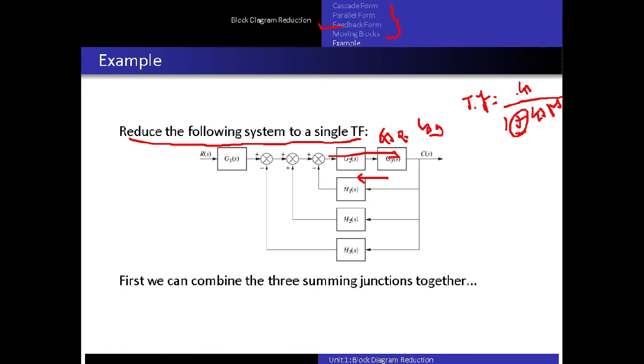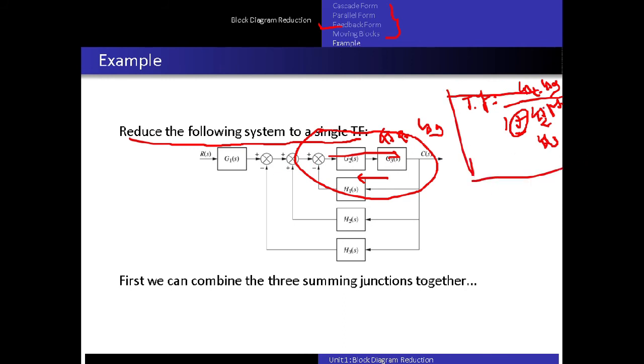Now G is nothing but forward path gain, so forward path gain in this case is G2 into G3. So in place of G you have to put G2 into G3. Same here, in place of H you have to put H1 of s. So it will be G2 into G3, same G2 into G3, and here it will be H1. This will be your transfer function of this much of part. So this much of part we have reduced into one block, and that block is this.